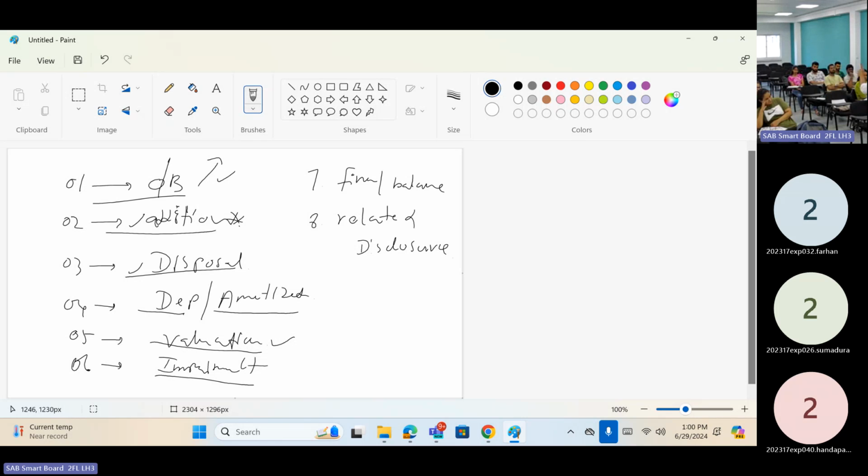So then we have two options: value in use and fair value less cost to sell. Whichever is the higher value, we can consider as the recoverable value. Both are recoverable values, but the most appropriate one.